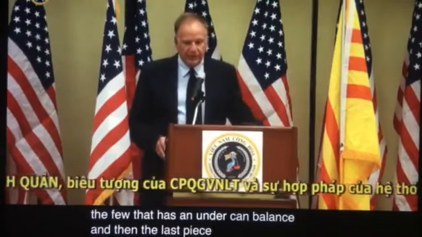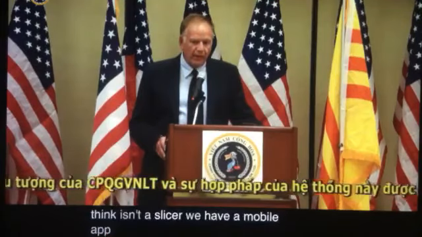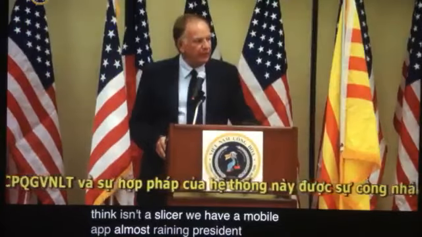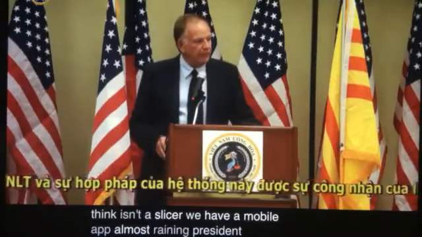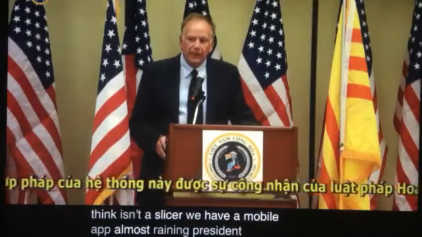And then the last piece of this, I think it's the next slide, sir. We have a mobile app almost ready. President Gao's picture will be on that mobile app. He will be able to communicate to 84% of the Vietnamese citizens because they have cell phones. I think it's a terrific way.